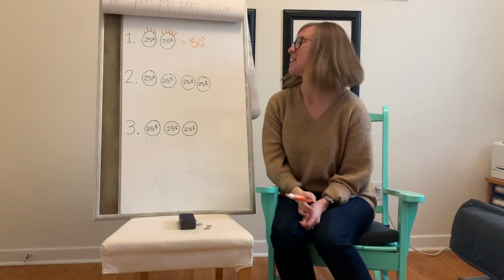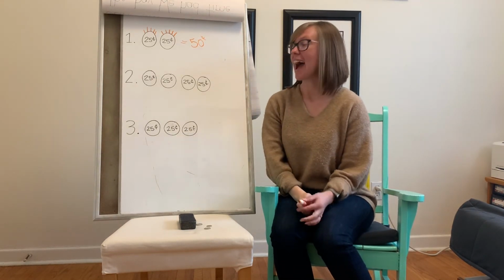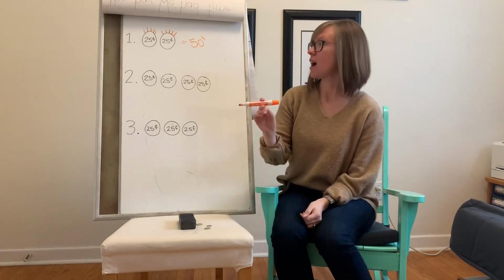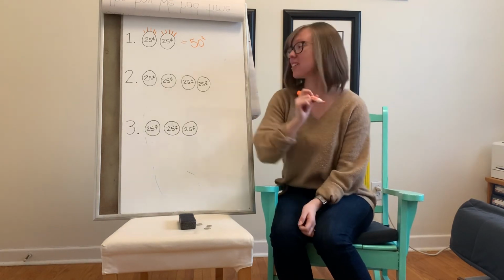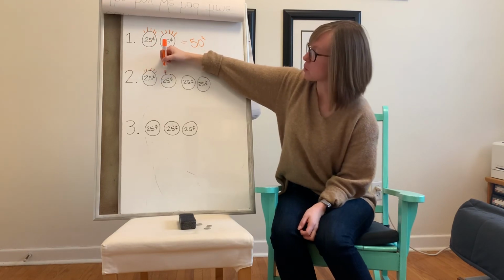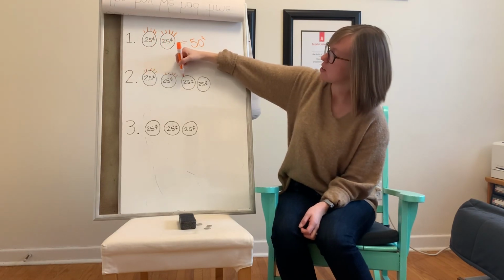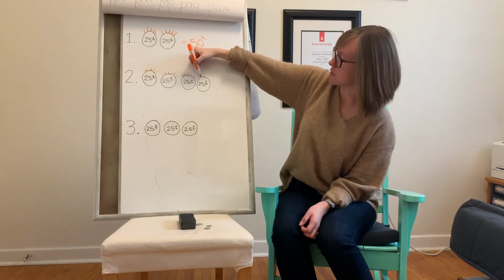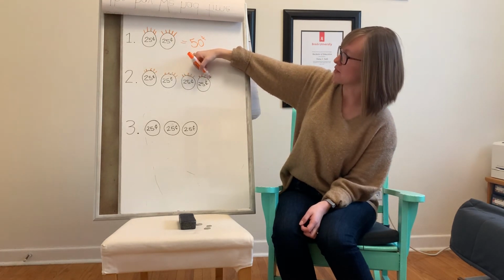There it is. Now our next question has 4 quarters. I'm going to start by adding the hair to each of these quarters. 1, 2, 3, 4, 5, and the same for each of the other three quarters.